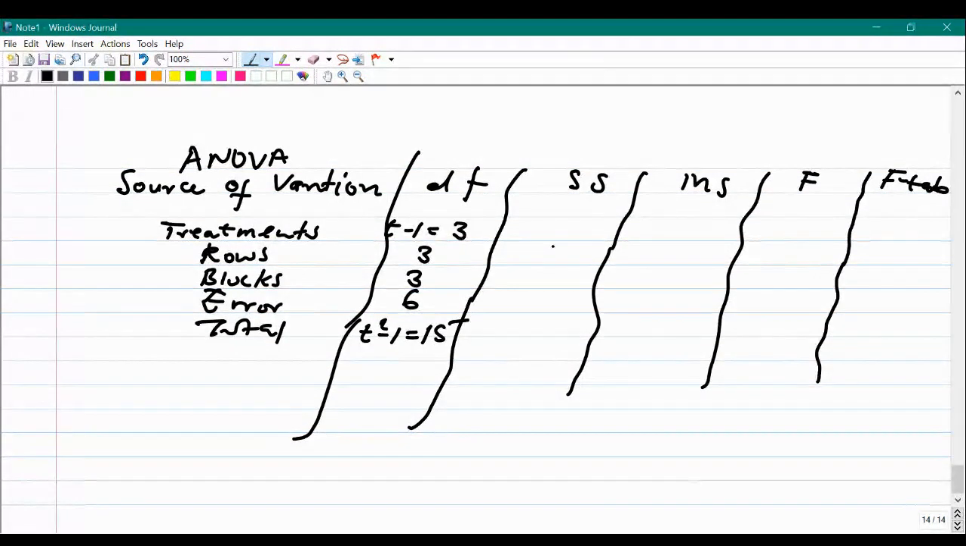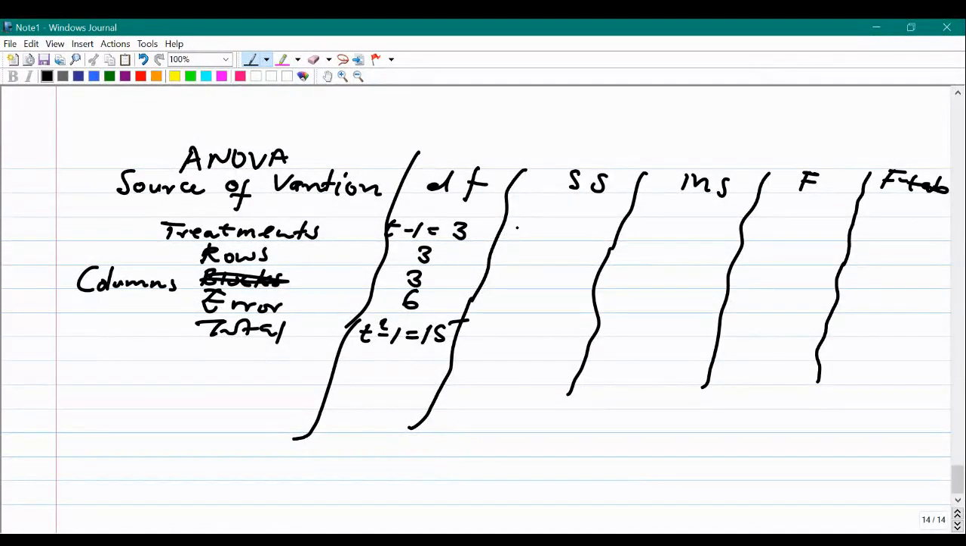So aren't we supposed to have column in the source of variance? Oh, sorry. Why did I write blocks here? The other one is columns, right? Thank you, Kendi. Rows, columns, errors, total.